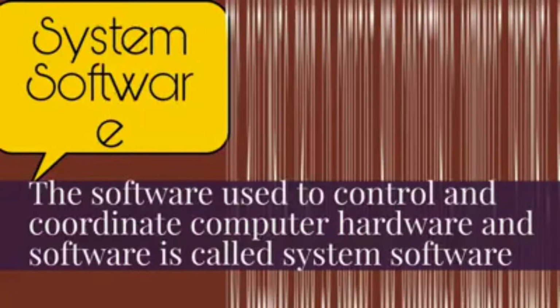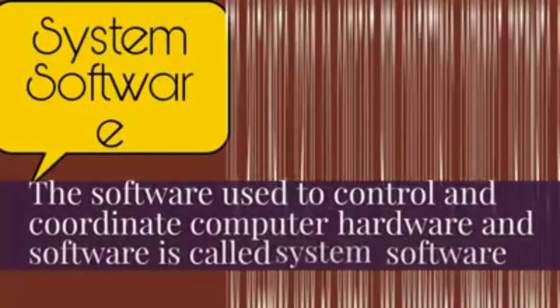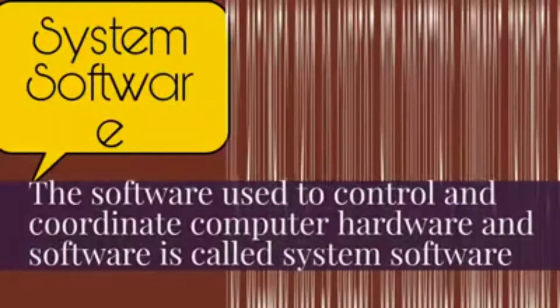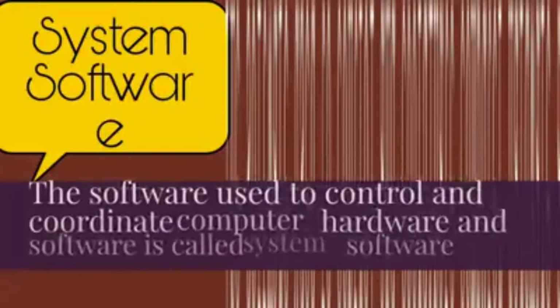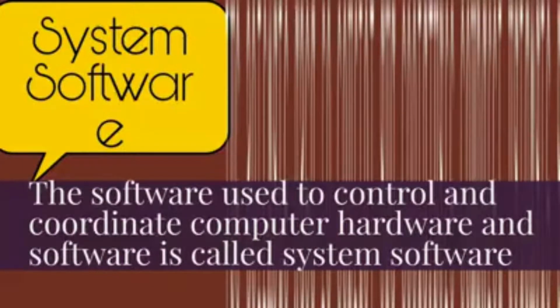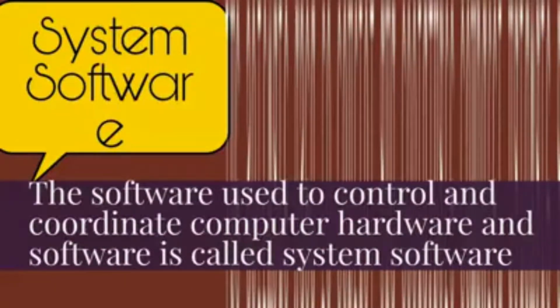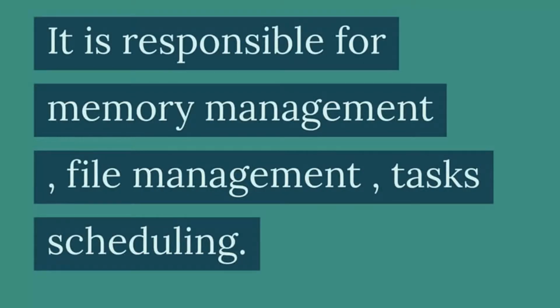System software. The software used to control and coordinate computer hardware and software is called system software. It is responsible for memory management, file management, task scheduling, language translation, and system maintenance. Specific kinds of system software include operating systems, OS, device drivers, programming tools, etc.